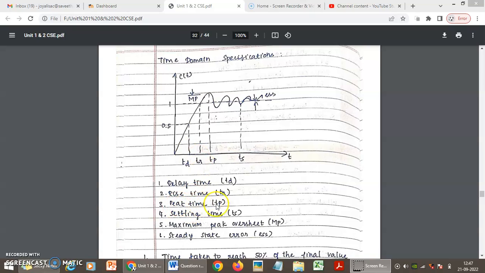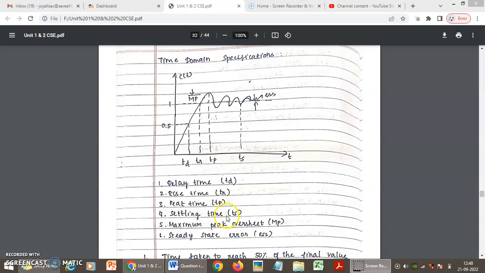Next term is your peak time. It is the time taken for the response to reach the peak value. What is the peak value? It is the maximum value, the maximum value of the graph when it is in oscillatory state. What is the time taken for the response to reach the peak value for the first time? That is called your TP. That is peak time. Then the fourth one is your settling time.